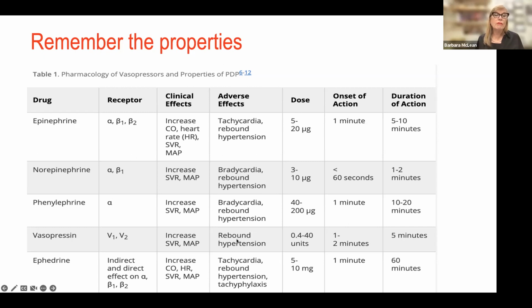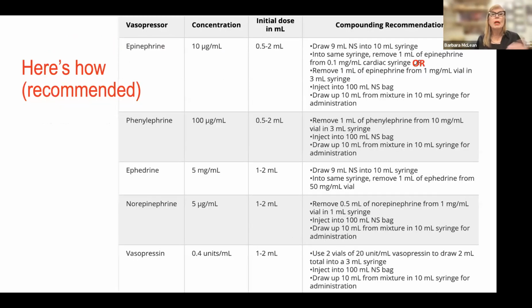Very frequently, when you give vasopressin as a push dose, your patient will be hypertensive, and as it wears off, you may have some rebound hypotension. So here's how these are recommended for giving. I love this chart. It's so incredibly helpful. So I want you to see here about the epinephrine. Remember, that's the 10 mics. So we're not talking about the 1 milligram. We're talking about micrograms here. And that initial dosing in mL is 0.5 to 2 mLs.